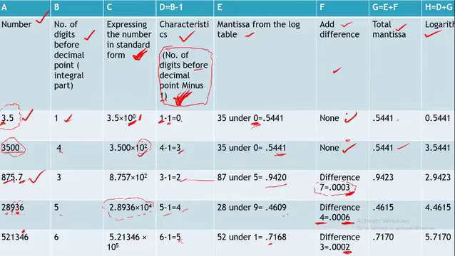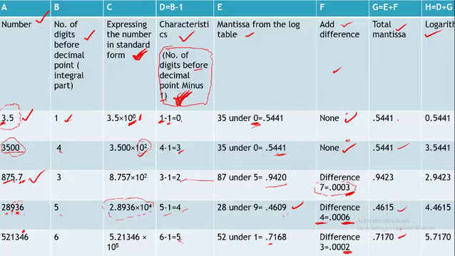9420 plus 3 will give us what? 9423. And 4609 plus 6 will give us 4615. And then for this, we'll have 7168 plus 2 to give us 7170.